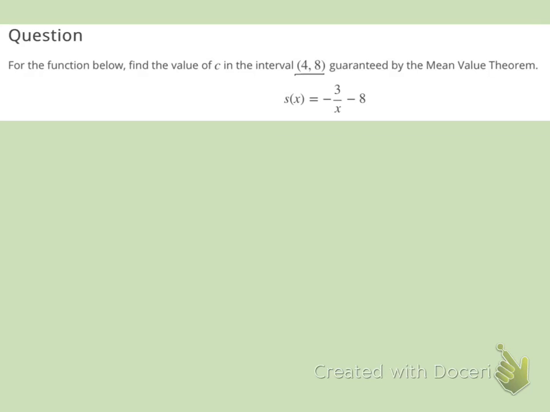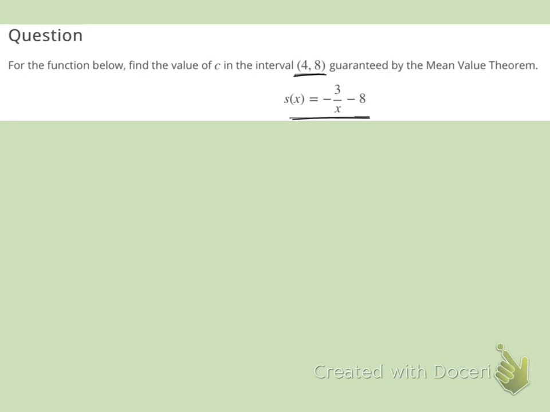So first, looking at this function, notice that it has a vertical asymptote at 0. But that vertical asymptote is not in our interval from 4 to 8. So in the interval from 4 to 8, this is a nice smooth function. So it's continuous in the closed interval from 4 to 8 and differentiable in the open interval from 4 to 8. So we know we can proceed with the mean value theorem and find our c.